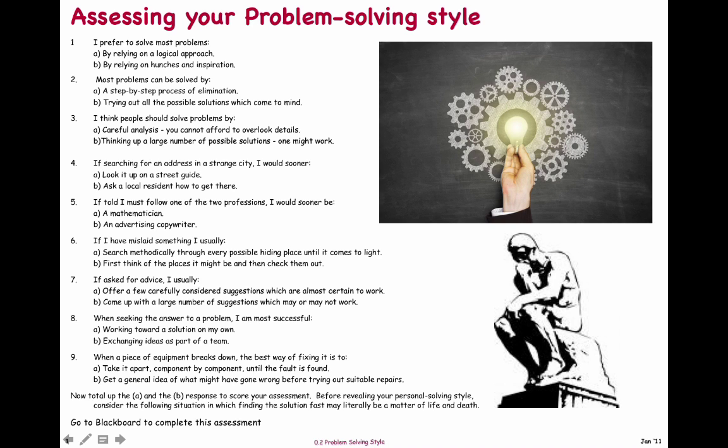Finally, the 9th question. When a piece of equipment breaks down, the best way of fixing it is to A, take it apart, component by component, until the fault is found, or B, get a general idea of what might have gone wrong before trying out suitable repairs. So tally up your A's and B's. Before revealing your problem solving style, consider the following situation in which finding the solution fast may literally be a matter of life and death.